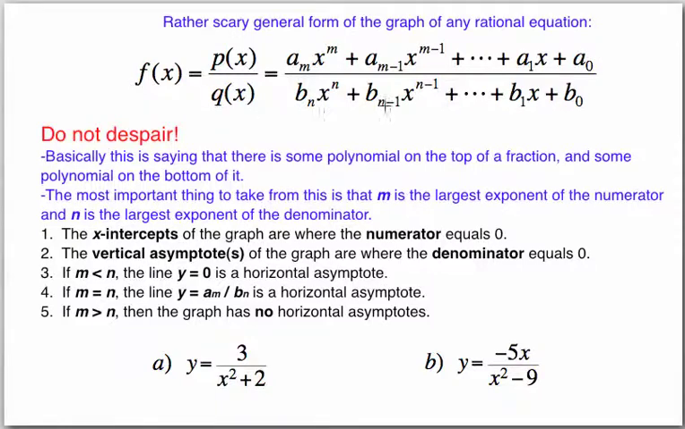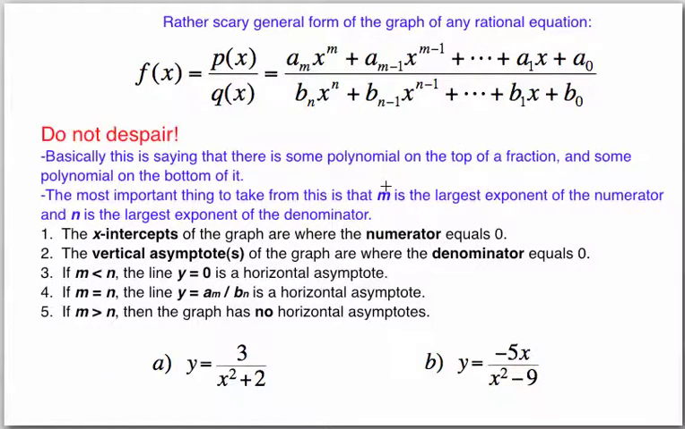The bottom says exactly the same thing. There could be a bunch of coefficients, and then you have x to some power, say the 3rd power, then x squared, and then down to just x and then just your constant number. So that's really all it's saying, that you just have some polynomial over another polynomial.